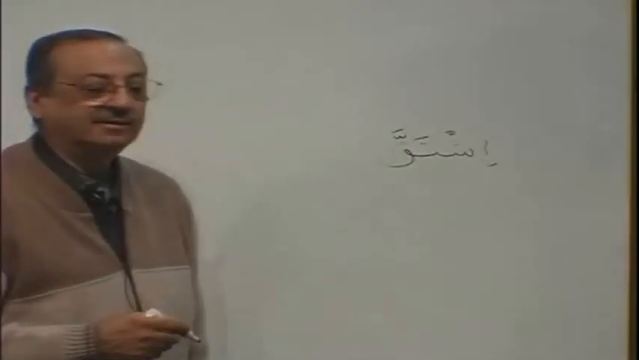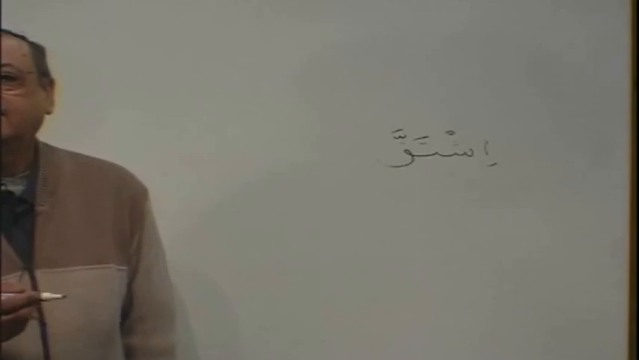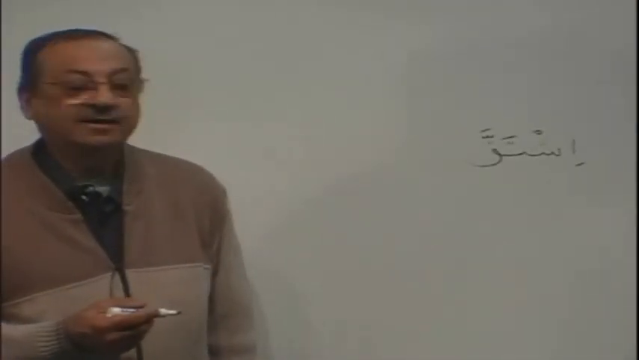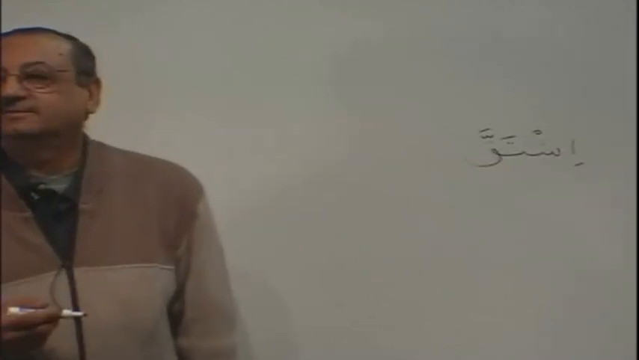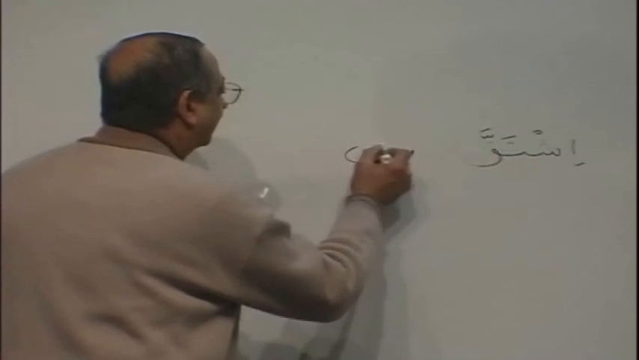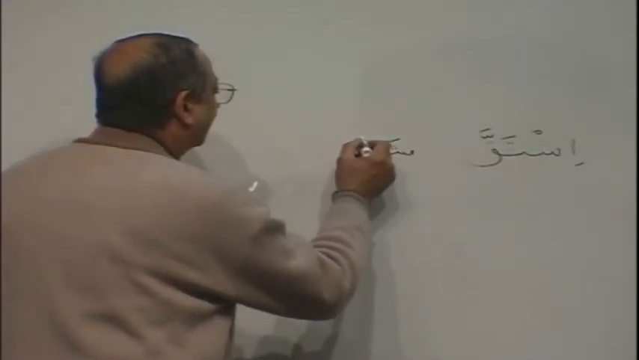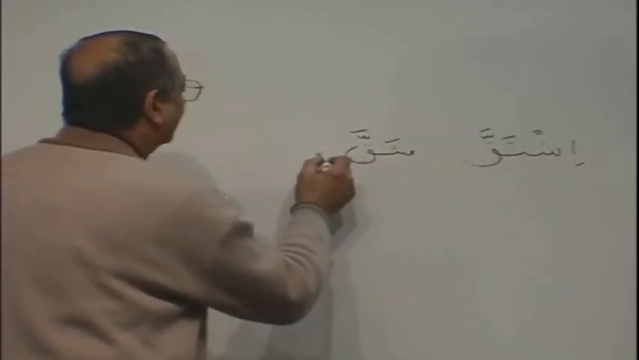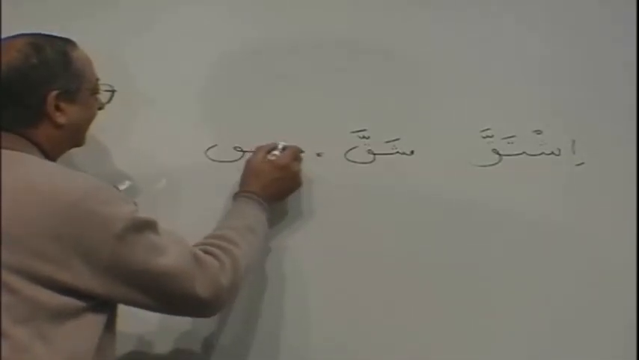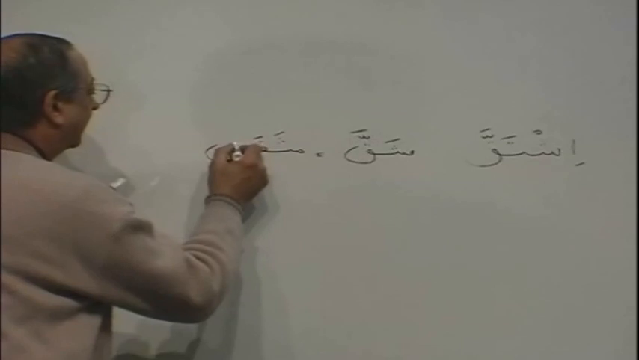Ishtaqqa. Form 8. Alif and ta is ifta'ala. Okay, brother, what is the root? This is your Madi. Now, what is the root? Shakaka, MashaAllah.